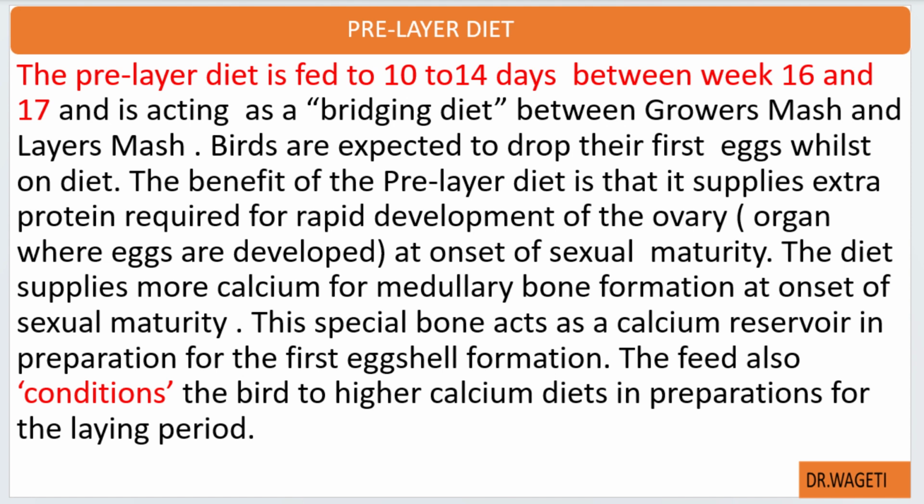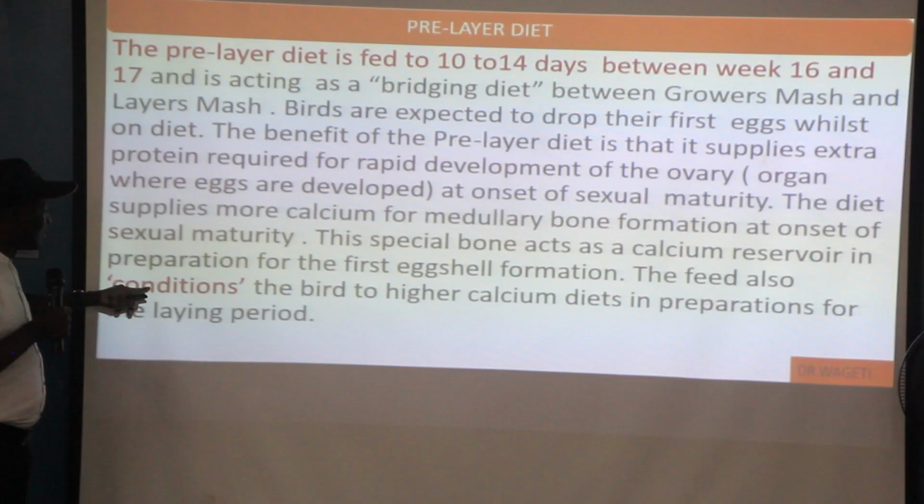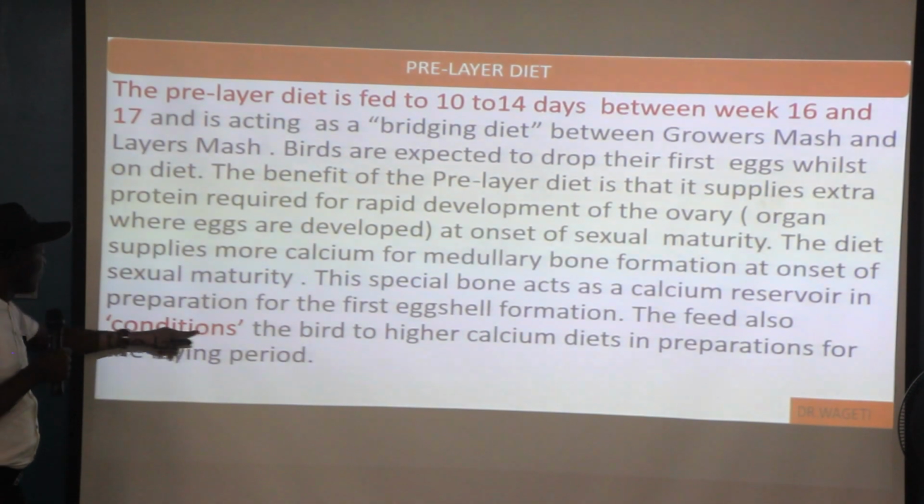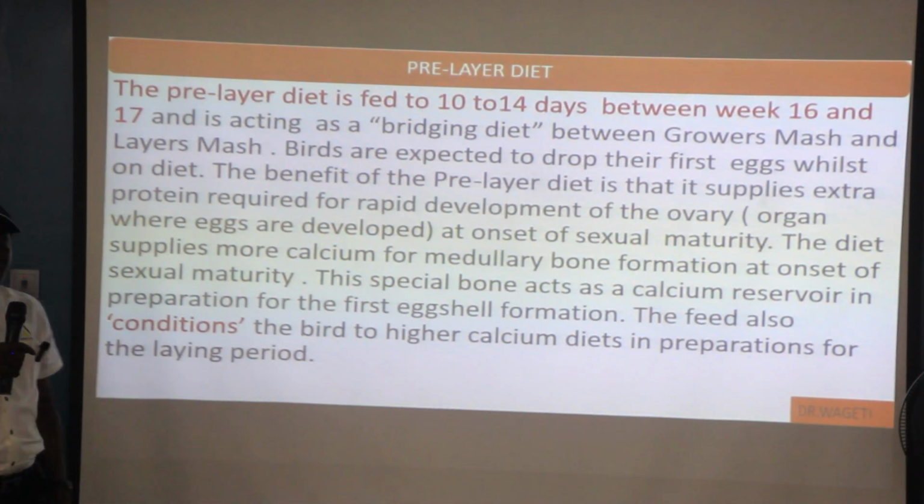The benefit of the pre-layer diet is that it supplies extra protein for the rapid development of the ovary when eggs are developed at the onset of sexual maturity. The diet supplies more calcium for medullary bone formation at the onset of sexual maturity. This special bone acts as a calcium reservoir in preparation for the first eggshell formation. The feed also conditions the bird to a higher calcium diet in preparation for the laying period. If they are not conditioned, you find that you have cage fatigue.